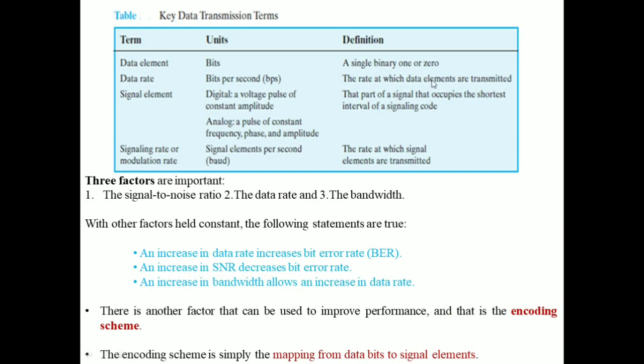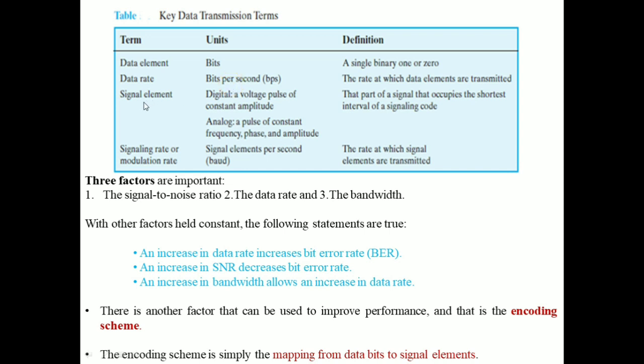Before discussing the different line coding techniques, we have to see the basic terminologies used in line coding techniques. The first one is data element. It is nothing but a single binary 1 or 0. The unit of measurement is bits. The second one is data rate: the rate at which the data elements are transmitted, which is measured in bits per second.